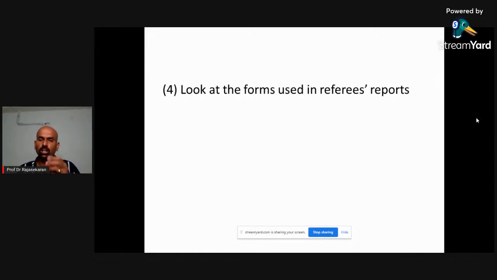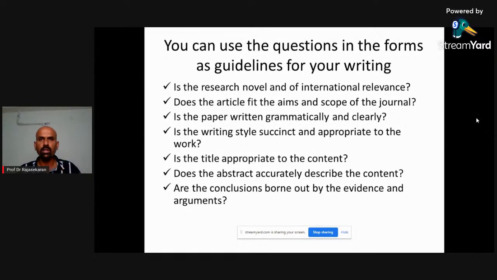If you look at certain journal websites, they have even given referee forms: what are the parameters they'll be assessing your paper on? So please access those parameters from the respective journal, learn their requirements, and prepare accordingly. Let me show you some examples. You can use these questions to check if you have answered all of them in your research paper, and you can completely satisfy the referees. Number one, is the research novel and of international relevance?